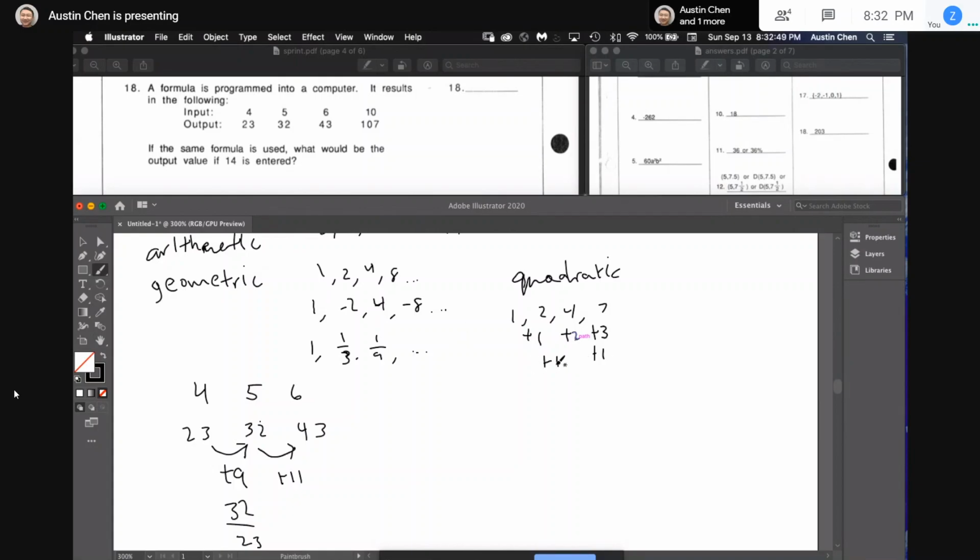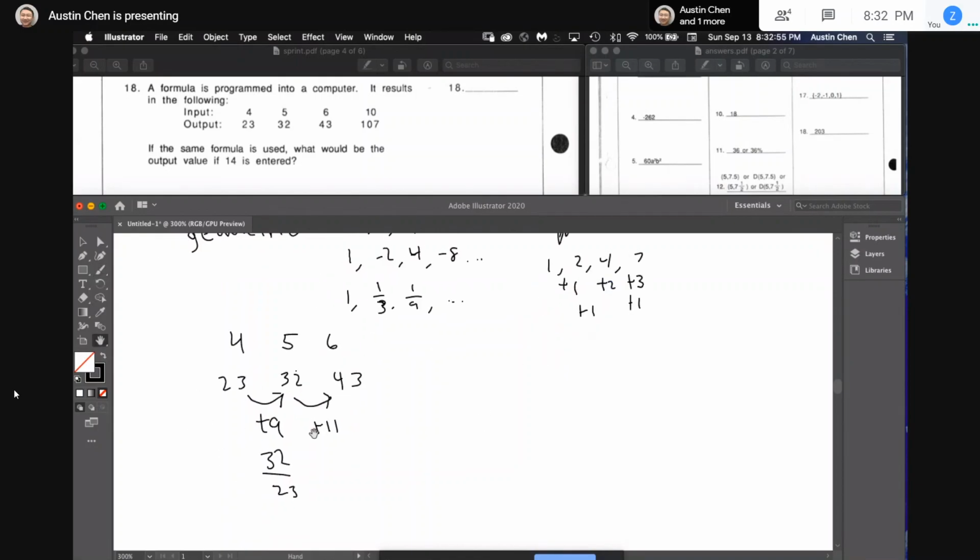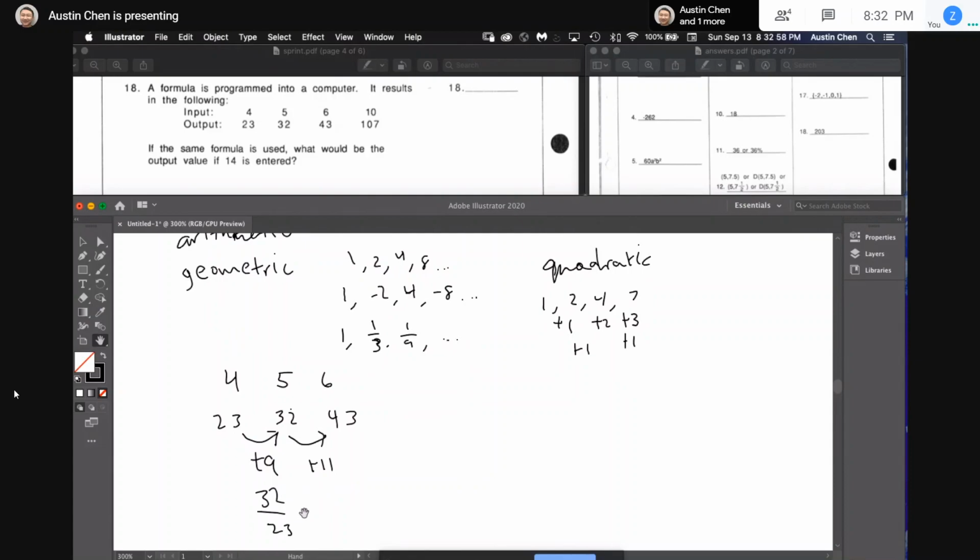And then these have to be constant for it to be quadratic. So it looks plausible that we have a quadratic sequence, but we can't know for sure, and we have to use the 10th number, which is 107.